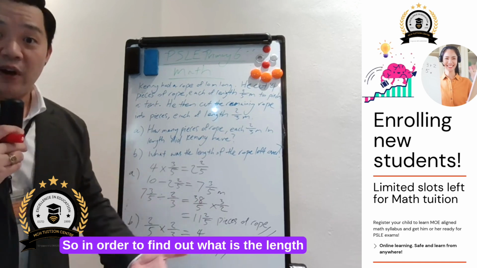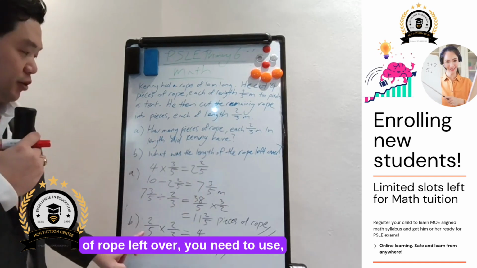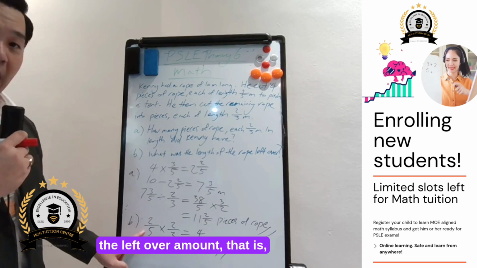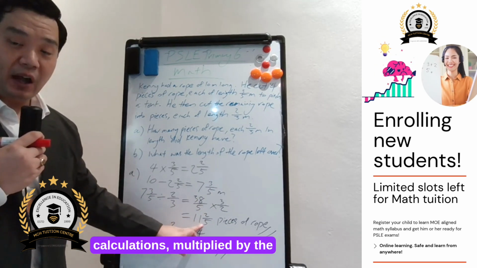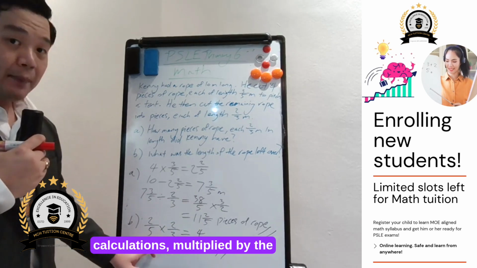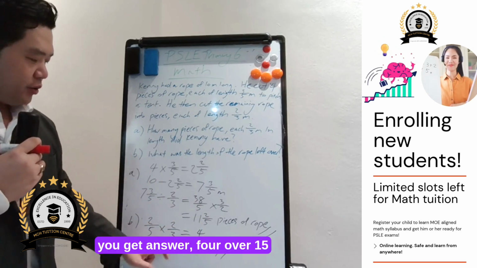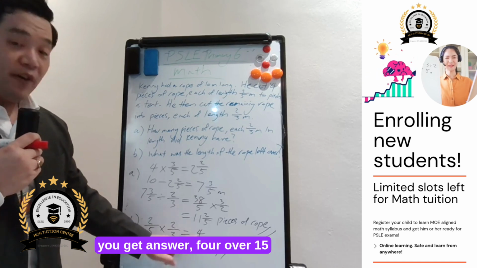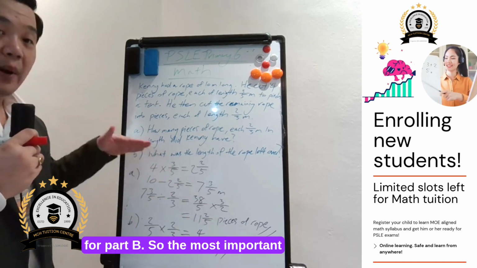So in order to find out what is the length of the rope left over, you need to use the leftover amount, that is 2/5, taken from the earlier calculations, multiplied by the length 2/3. Therefore, you get the answer 4/15 meters long. And therefore, this is the answer for part B.